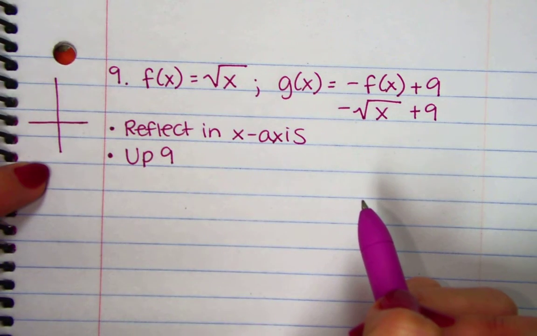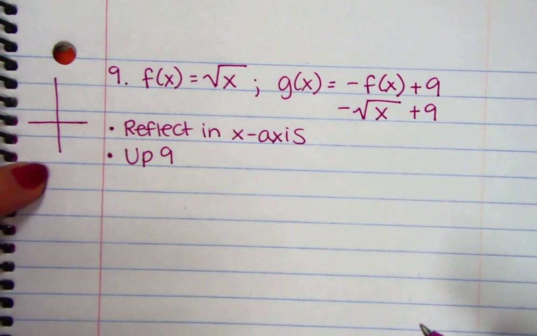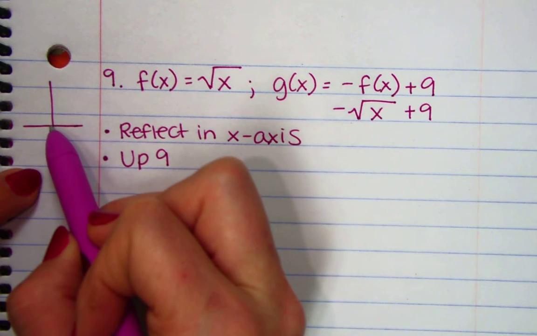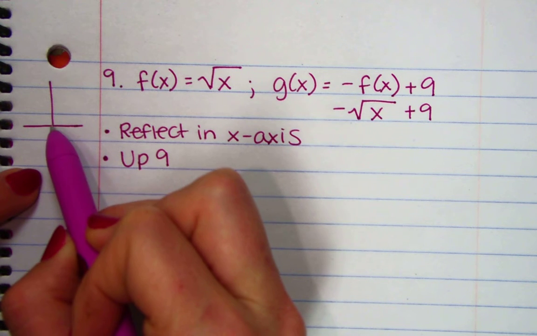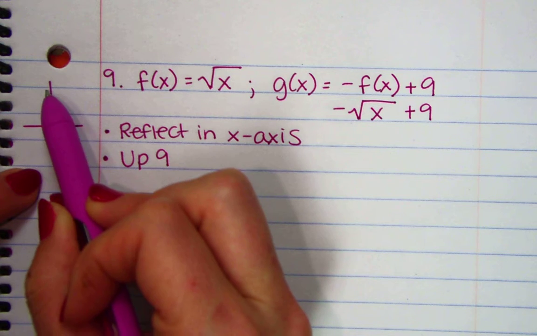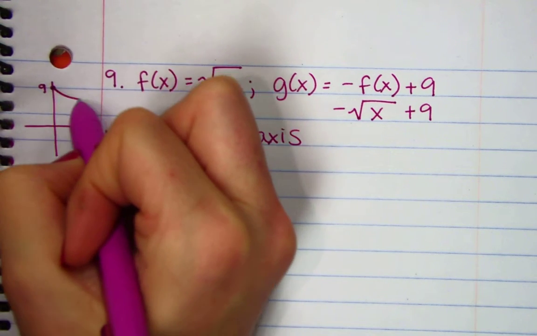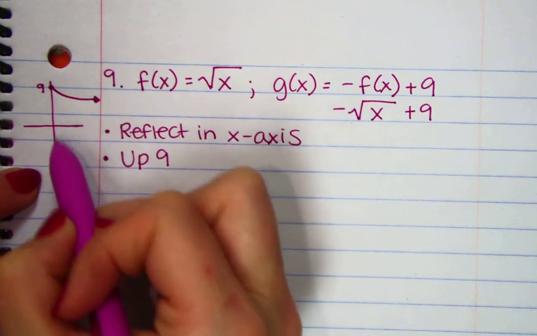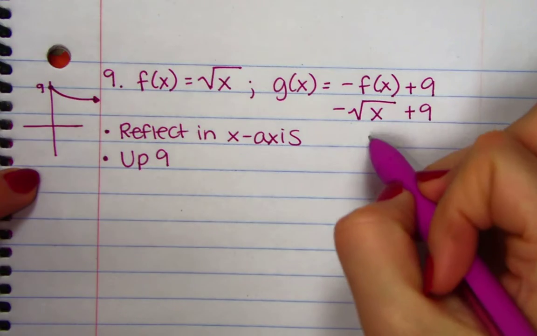Okay, I'm going to just draw a little picture. So remember, for square roots, it usually starts at the center and goes like this, just up one way. Okay, but it's going to reflect, so it's going to come downward, but it's also going to move up 9. So let's say this is 9. It's going to go like this. Okay, it reflected down, and we went up 9.